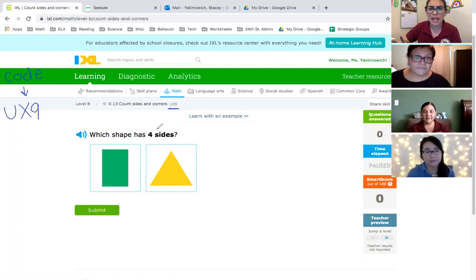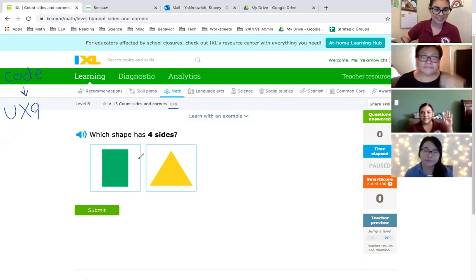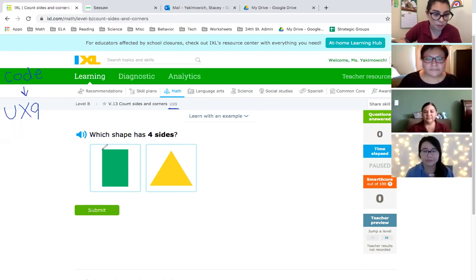And can somebody tell me, how do I know what is a side in a shape? Ms. Hernandez? It's the number of lines that go around the shape. Okay, so if we're looking at this rectangle, I see the lines that encompass the shape are right here. There's 1, 2, 3, 4, okay?